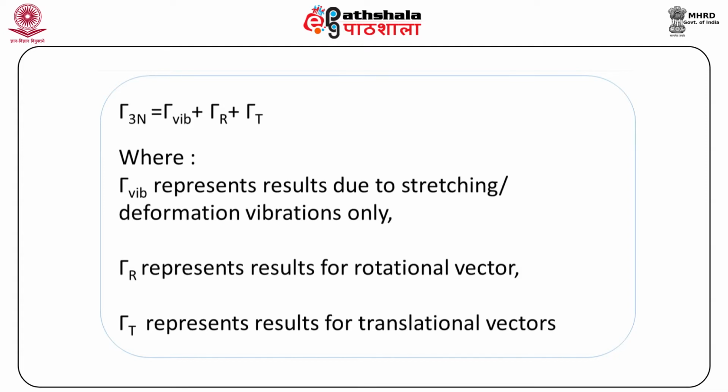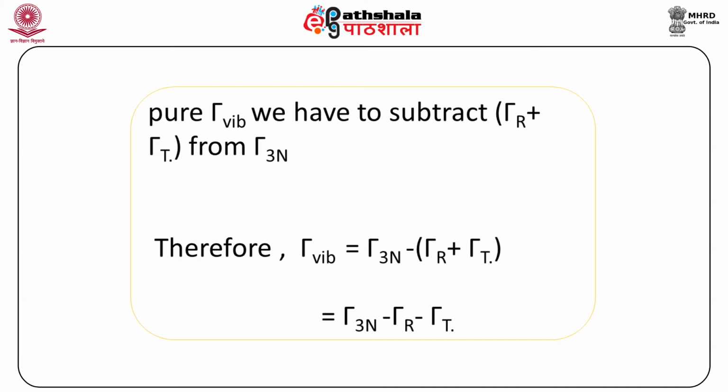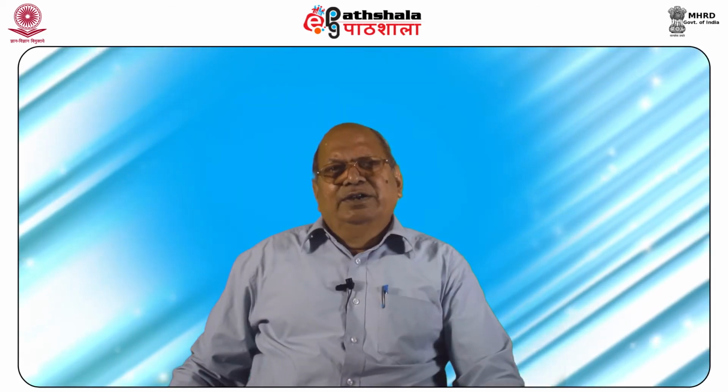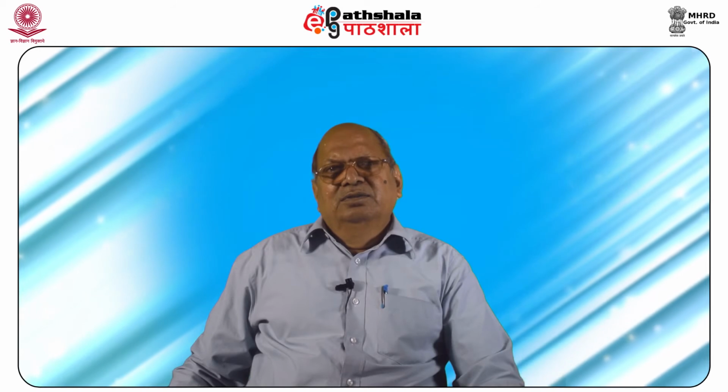Tau r represents results for rotational vectors and tau t represents results for translational vectors. In order to get pure tau vibration, we have to subtract the sum of tau r plus tau t from tau 3n. Therefore, tau vibration is equal to tau 3n minus the sum of tau r plus tau t, or tau vibration is equal to tau 3n minus tau r minus tau t. How to find out the sum of tau r plus tau t?